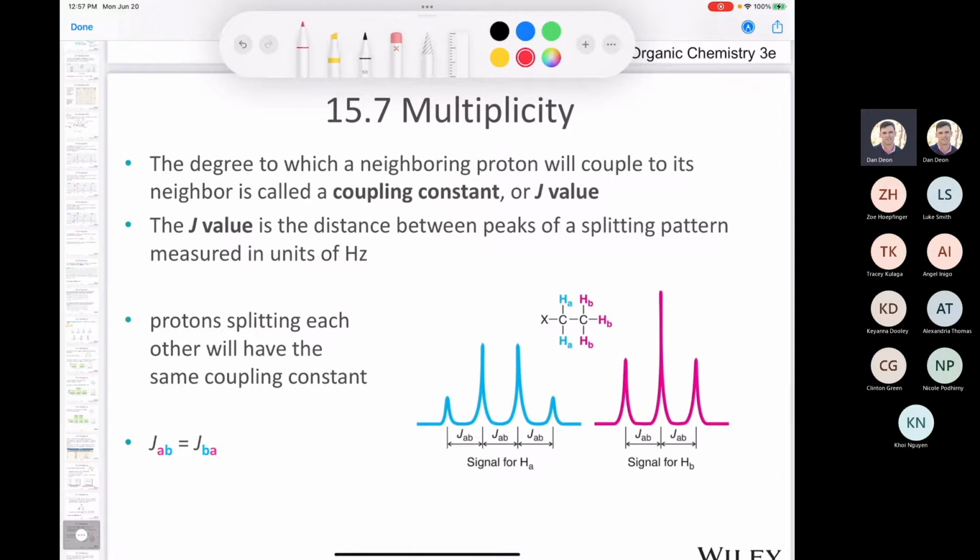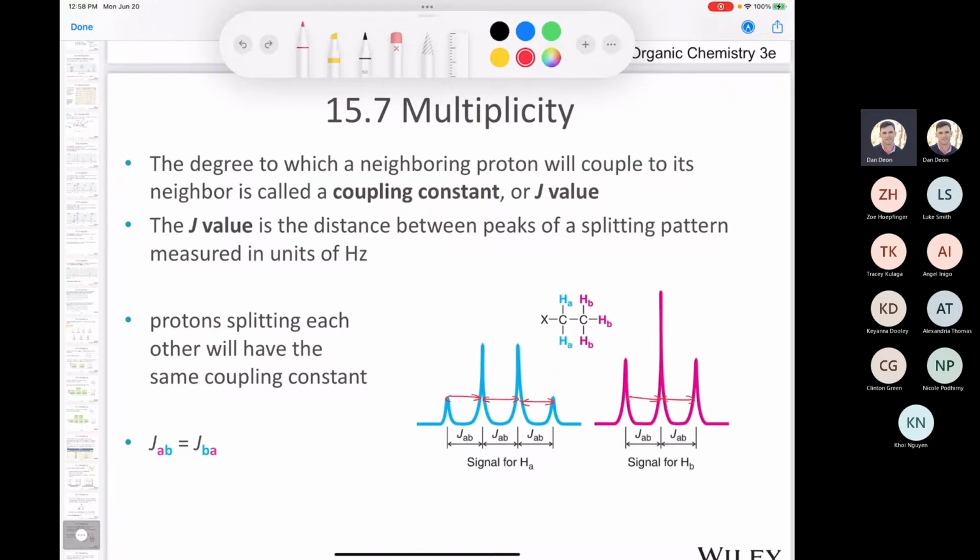The first thing is this: when protons split each other, they have the same coupling constant. If you're like, well, what the hell is the coupling constant, Mr. Dion? What it means is if you measure the distance between successive peaks in a signal, in protons that split each other, the distance between all the peaks is identical. So we would call this JAB, the coupling constant for protons A and B. If these protons are splitting each other, the distance, those little red horizontal arrows that I have, are going to be identical, right? And they're measured in hertz. Okay, so the coupling constant frequency is identical when protons split each other.